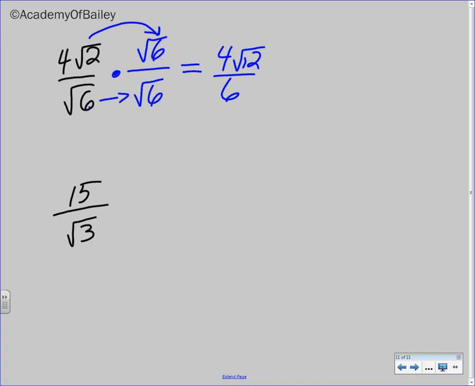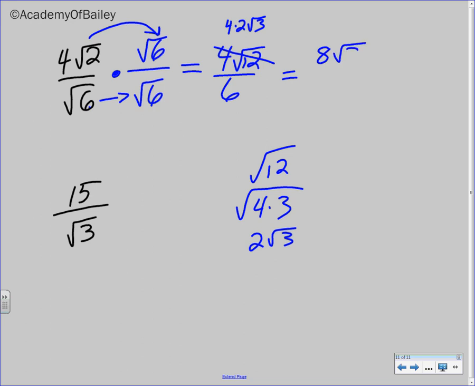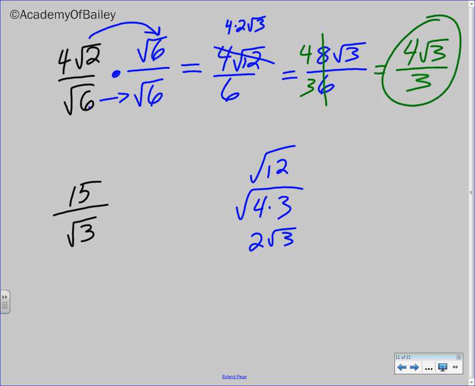The square root of 12 I know is 4 times 3, which is the square root of 4 is 2, and that's the square root of 3. So really we have 4 times 2 times the square root of 3 on top, and 4 times 2 is 8, square root of 3. What number goes into 8 that also goes into 6? 2 does. 2 goes into 8 4 times, 2 goes into 6 3 times. And so we have rationalized the denominator there. 4 square root of 3 over top of 3.